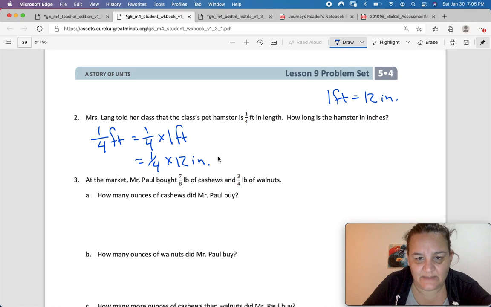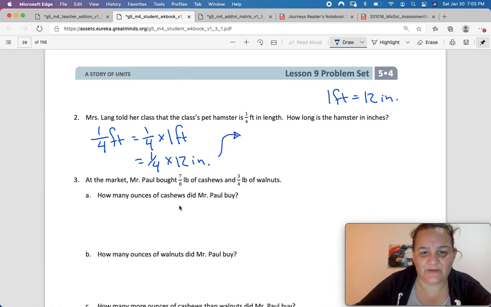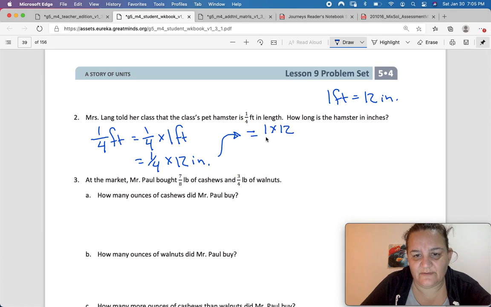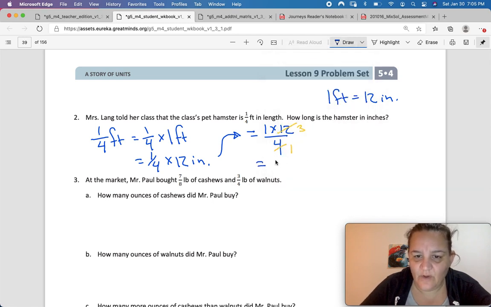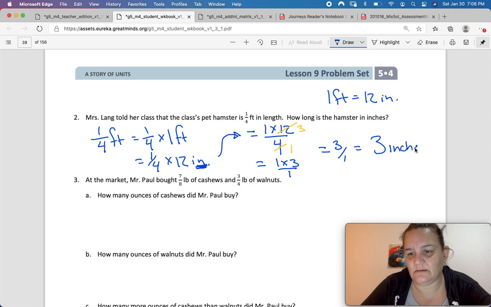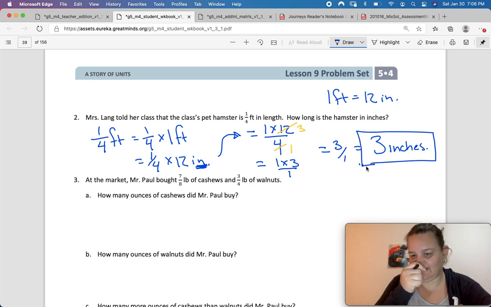Now I can turn this, and I'm going to go here. I like to do straight up and down with my equations. That's not working today. So I'm just going to go here next. 1 times 12 over 4. Okay. Now I see my factors there. 12 and 4, both divisible by 4. So 12 divided by 4 is 3, and 4 divided by 4 is 1. Now I have 1 times 3 over 1, which equals 3 over 1, which equals 3. And what did I convert this into right here? Inches. How long is the hamster in inches? 3 inches. That's about this big. It's a little hamster.